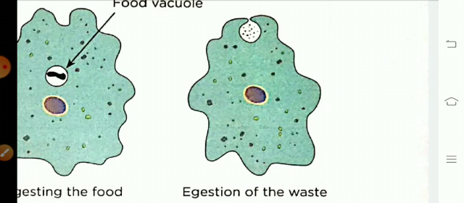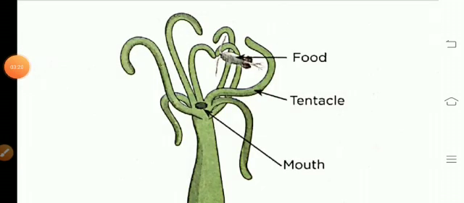Okay, now we start nutrition in hydra. Hydra lives in freshwater habitats. It has long flexible tentacles present around its mouth. These tentacles have special cells called stinging cells. The tentacles encircle the prey, which is usually a small organism present in water, and release the stinging cells. Okay, these cells paralyze the prey, which is then swallowed through the mouth.